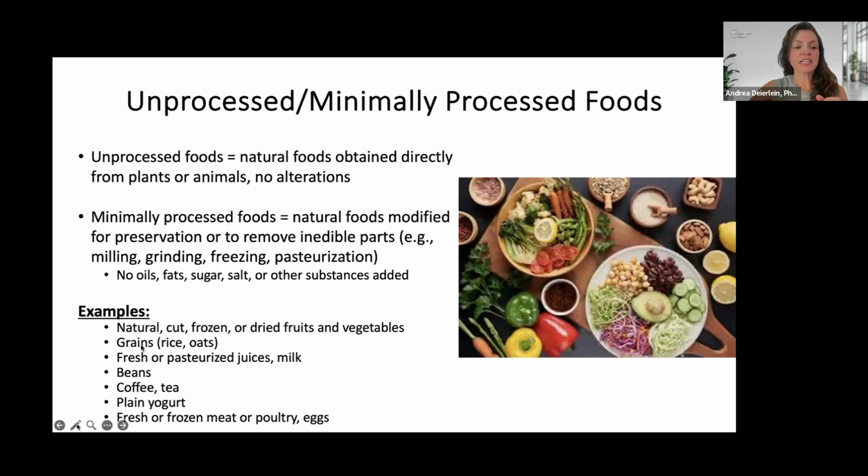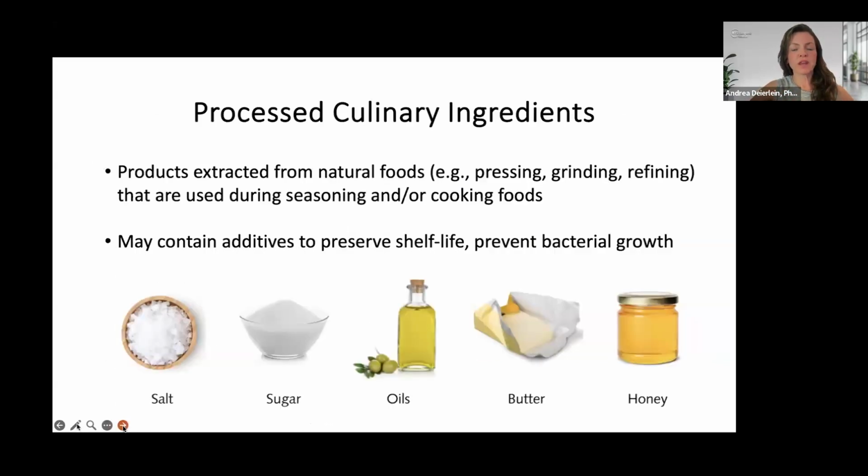So examples you can see here are grains, natural cut or frozen or dried fruits and vegetables, beans, plain yogurt, and fresh and frozen meat, and poultry or eggs. The next classification is just these processed culinary ingredients. So these are ingredients that are extracted from natural foods, and they may contain additives to preserve shelf life or prevent bacterial growth. But these are foods that we use normally during cooking.